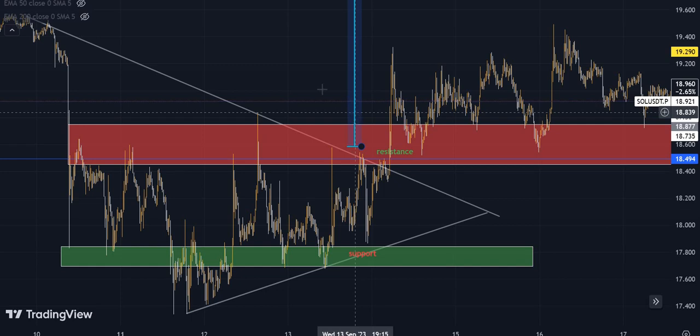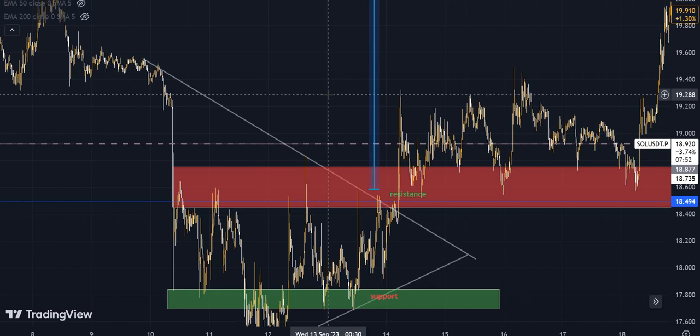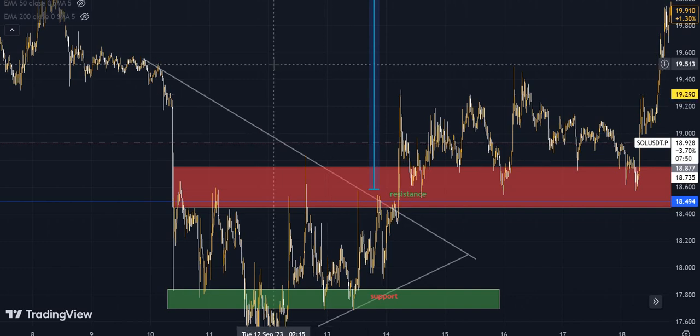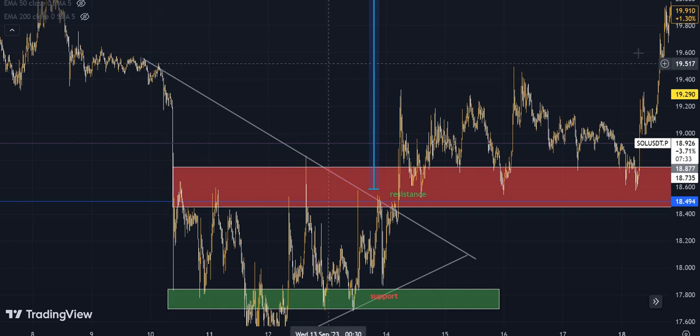And for the second TP, I went to my chart and looked at where the price was touching the trend line. Like this was the first touch, right? So it was my first TP. It was my full TP here, so I just took the TP at the 19.455 level.